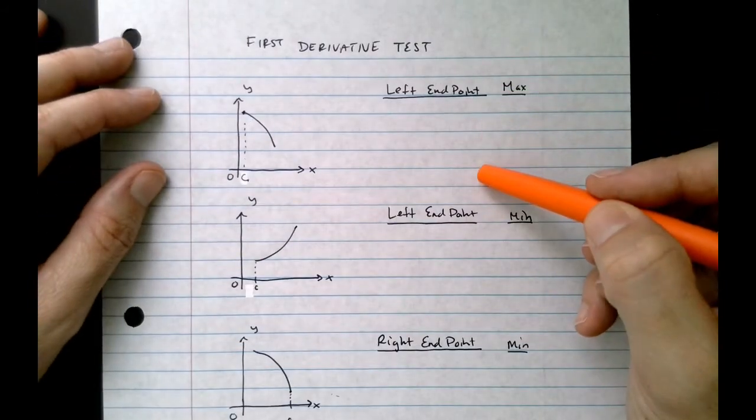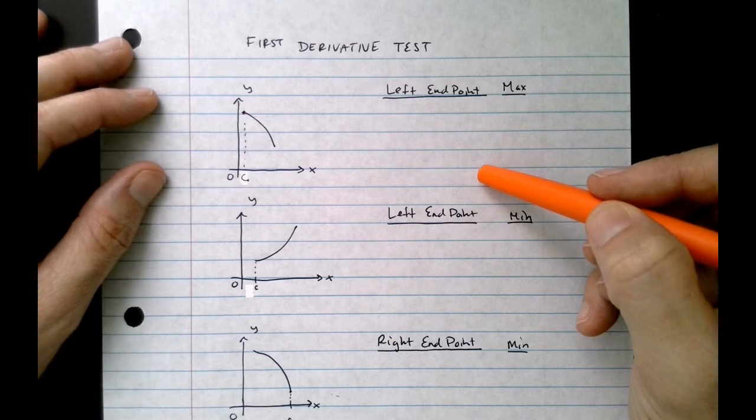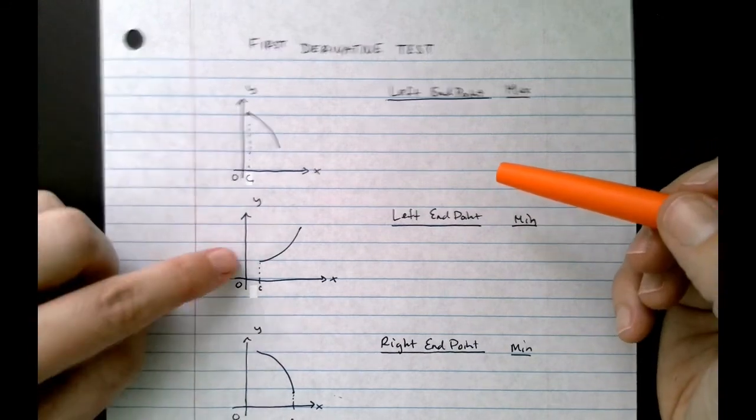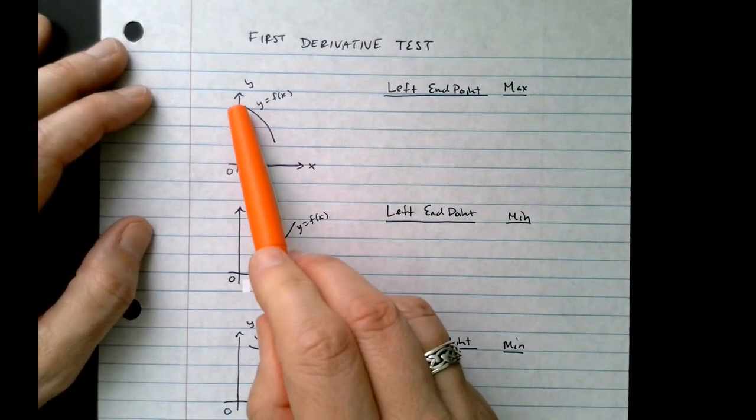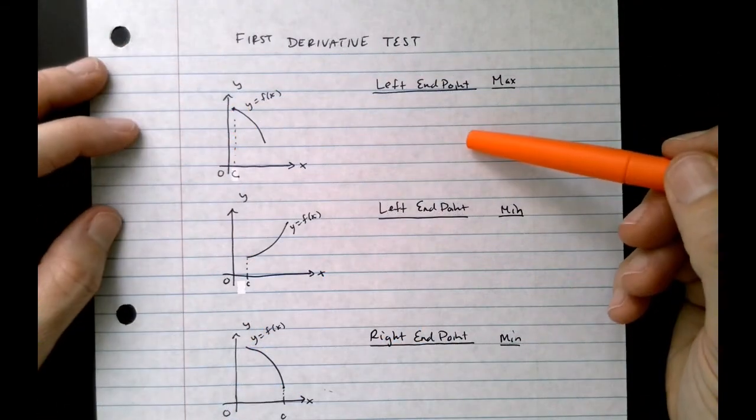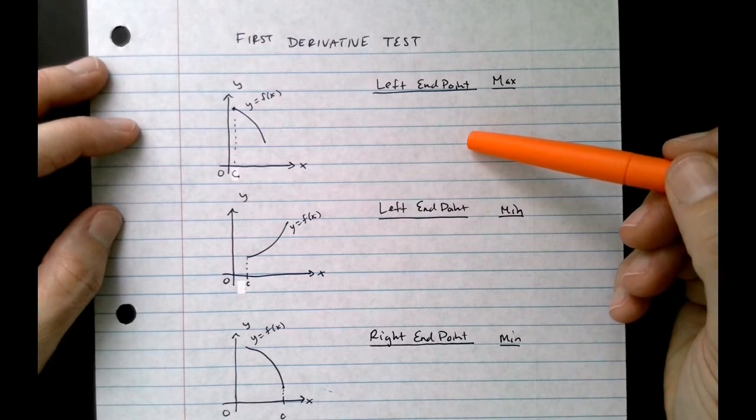Let's look at endpoints. The first derivative test can also be applied to endpoints. So again, we're going to have our function f of x. Let's look at this point at c. Endpoints can also be extrema. So again, we can use the derivative to help us evaluate that.